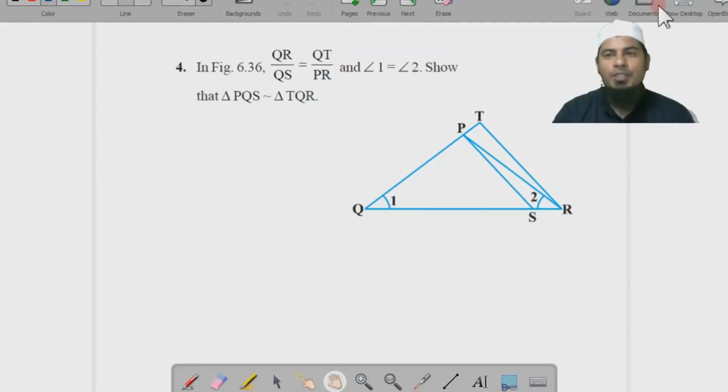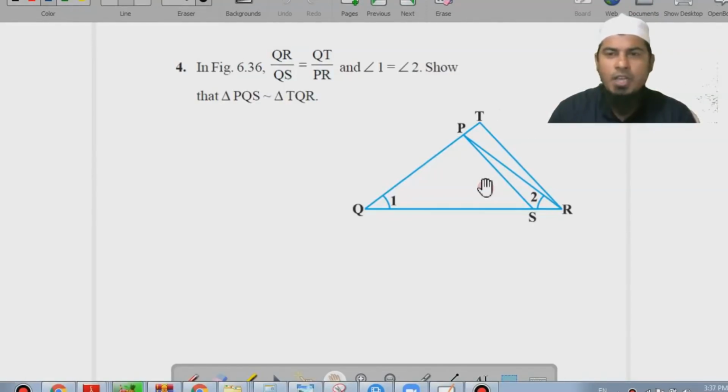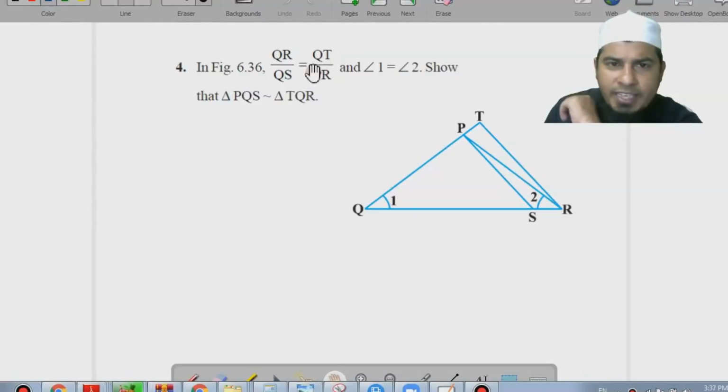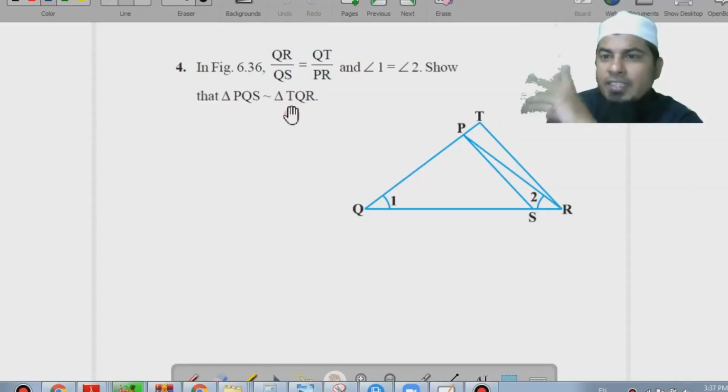So let us do this. Now let us discuss orally. What is given? QR by QS is equal to QT by PR. If we are taking these two triangles, the corresponding sides will be PQ, not PR, but he has given PR.